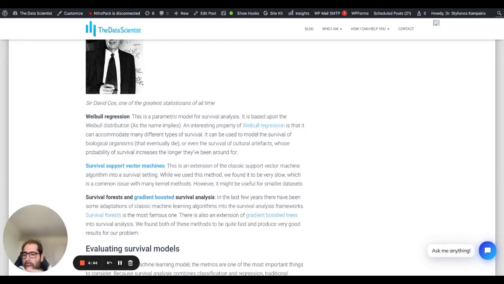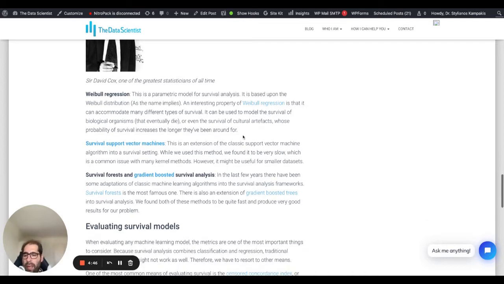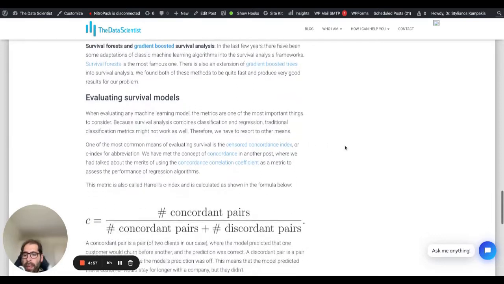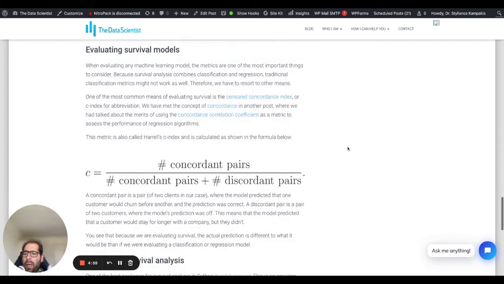So there are methods like survival forests and gradient boosted survival analysis, which work very well. In terms of predictive capability, they're better than other statistical methods. And one of the challenges of survival analysis is how you evaluate models. I don't want to go too far into that on this episode because it's a bit of a technical point.